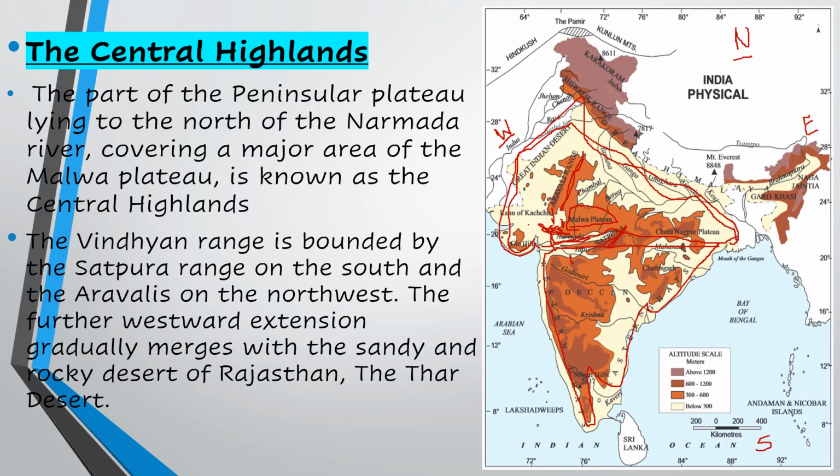So this Vindhyan Range has been bounded by the Satpura Ranges in the south and the Aravallis on the northwest. The further westward extension, you can see over here, gradually merges with the sandy and the rocky desert of Rajasthan, that is the Thar Desert, which is known as the Great Indian Desert as well.